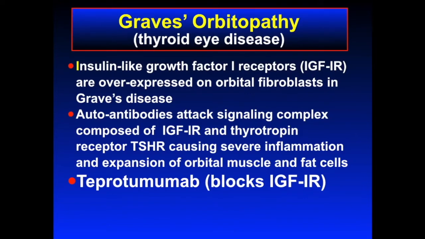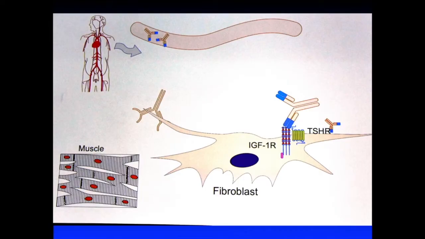IGF-IR is insulin-like growth factor 1 receptor. These are overexpressed on the orbital fibroblasts in Graves' disease. The autoantibodies attack the signaling complex composed of IGF-IR and thyrotropin receptor TSHR, causing severe inflammation and expansion of orbital muscle and fat cells. A newly improved medication, teprotumumab, seems to be effective for thyroid ophthalmopathy and blocks the IGF-IR. Here's a diagram showing that immune response.